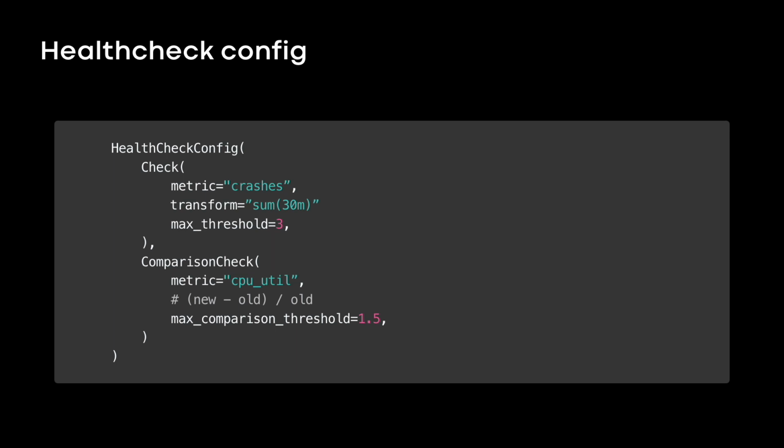In this case, our service is healthy if the number of crashes in the past 30 minutes does not go beyond 3, and it's healthy if the CPU utilization of the host running the new version of code does not exceed more than 50% more than the host running the old version of code.